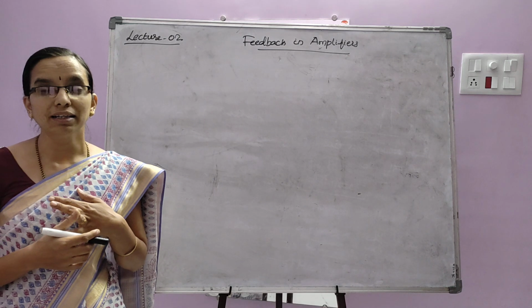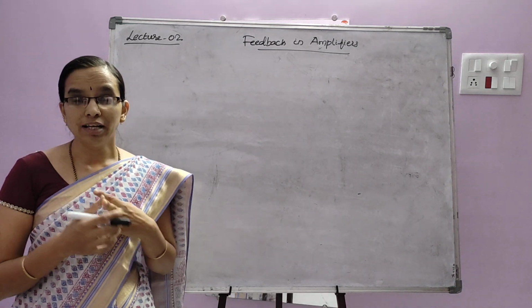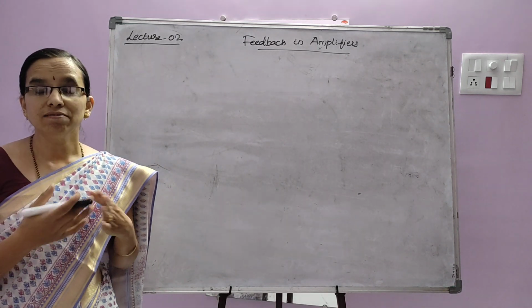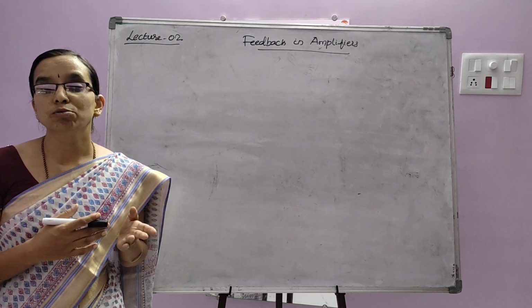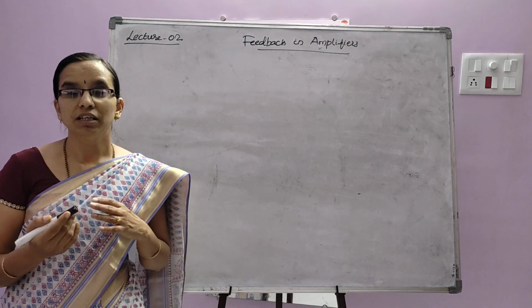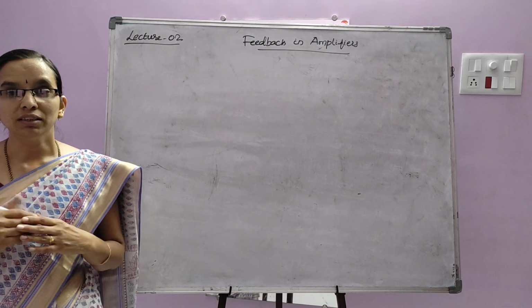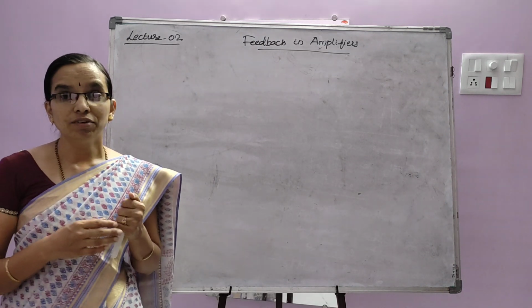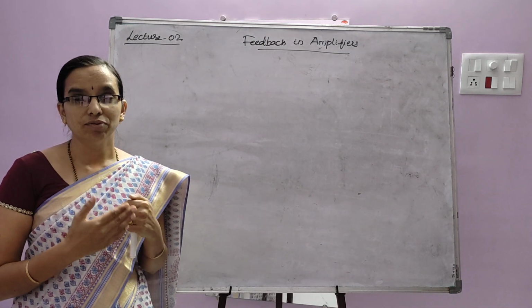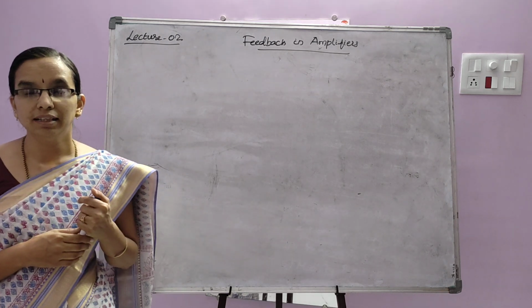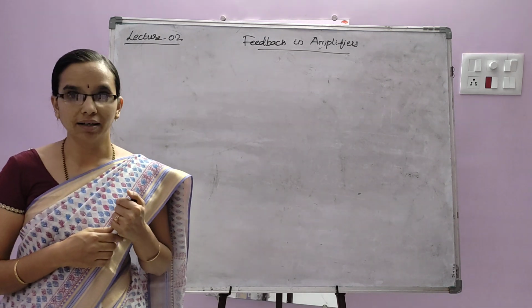If the feedback voltage or current is in phase with the input signal, then it is said to be positive feedback, right? When the feedback voltage or current is out of phase with the input signal, then it is said to be negative feedback, right?